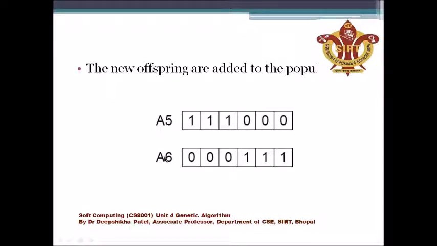A5 and A6 are the offspring created by that crossover method. When these bits are exchanged, the resulting offspring are A5 and A6. When all the A2 bits are transmitted to A1, we get 1 1 1 0 0 0, and when all the A1 bits are transmitted to A2, we get A6: 0 0 0 1 1 1.